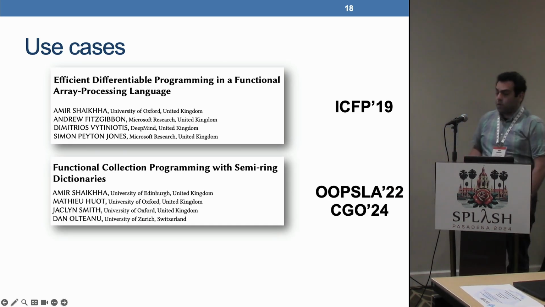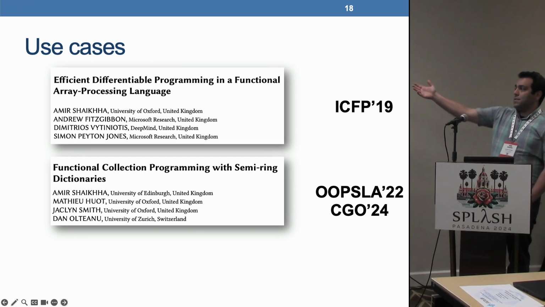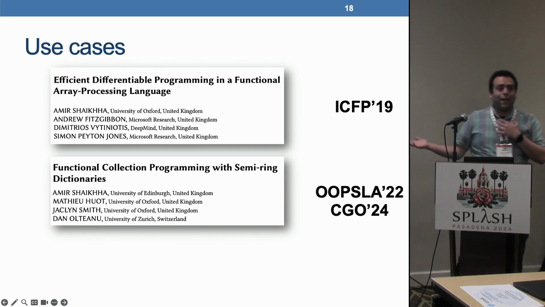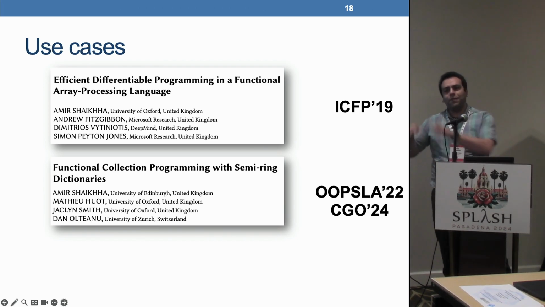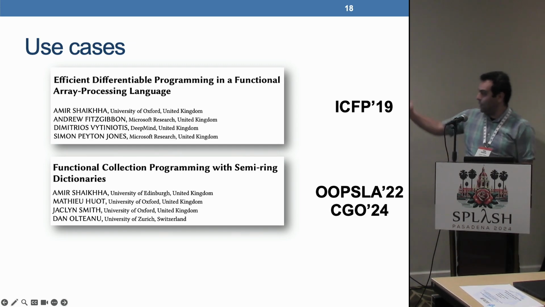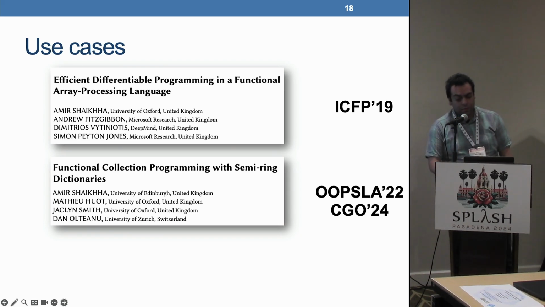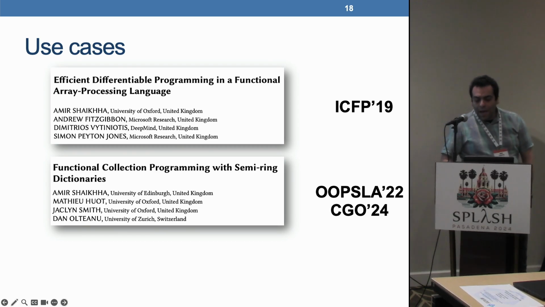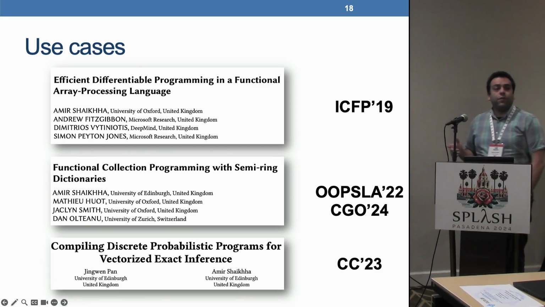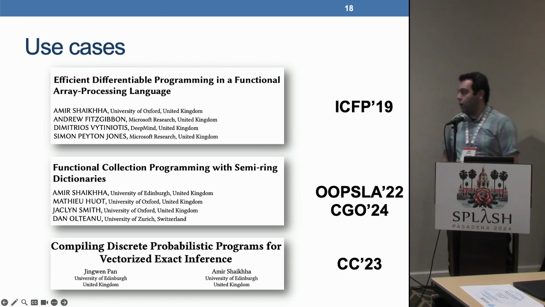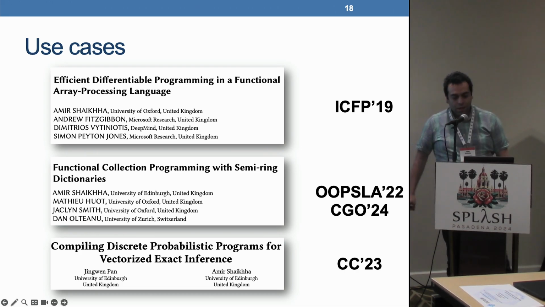We have used it also for a domain-specific language for end-to-end data science for hybrid workloads, where you have database-ish workload and linear algebra-ish workload. That appeared in Uppsala 2 years ago, and also at CGO this year, which was in Edinburgh. And we have also used it for another domain-specific language for probabilistic programming.